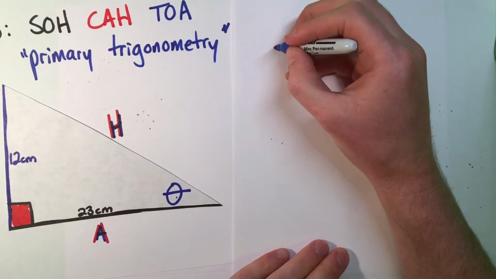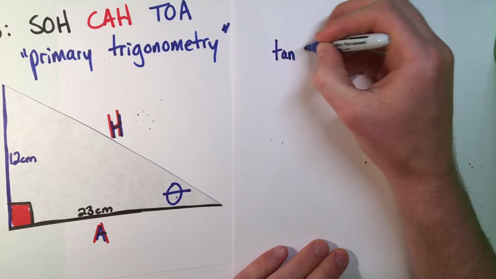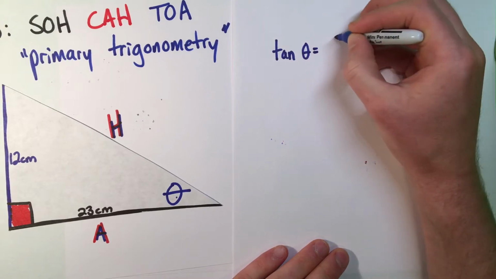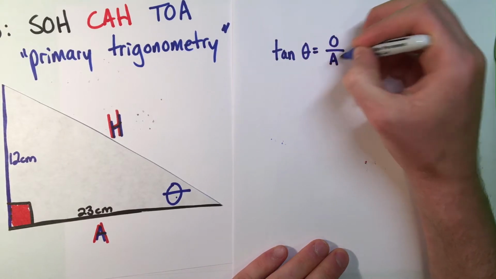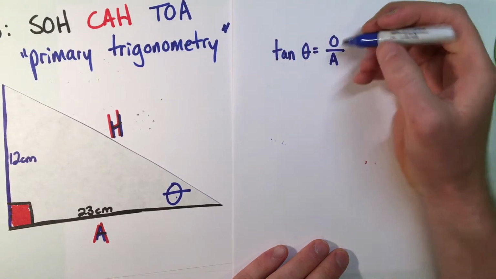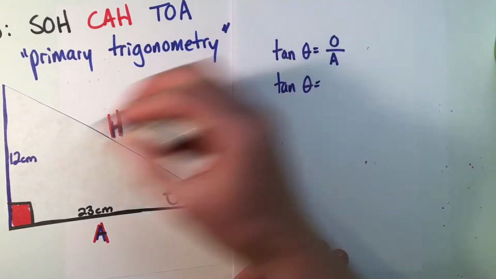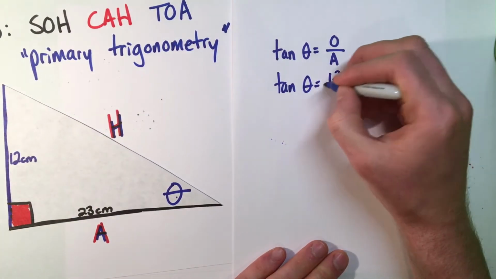So in this triangle, you notice that the given information is the opposite side and the adjacent side of that angle. So you know you're going to have to use tan. And then you do it the following way. Tan theta is opposite over adjacent, and then you plug in the numbers, 12 over 23.